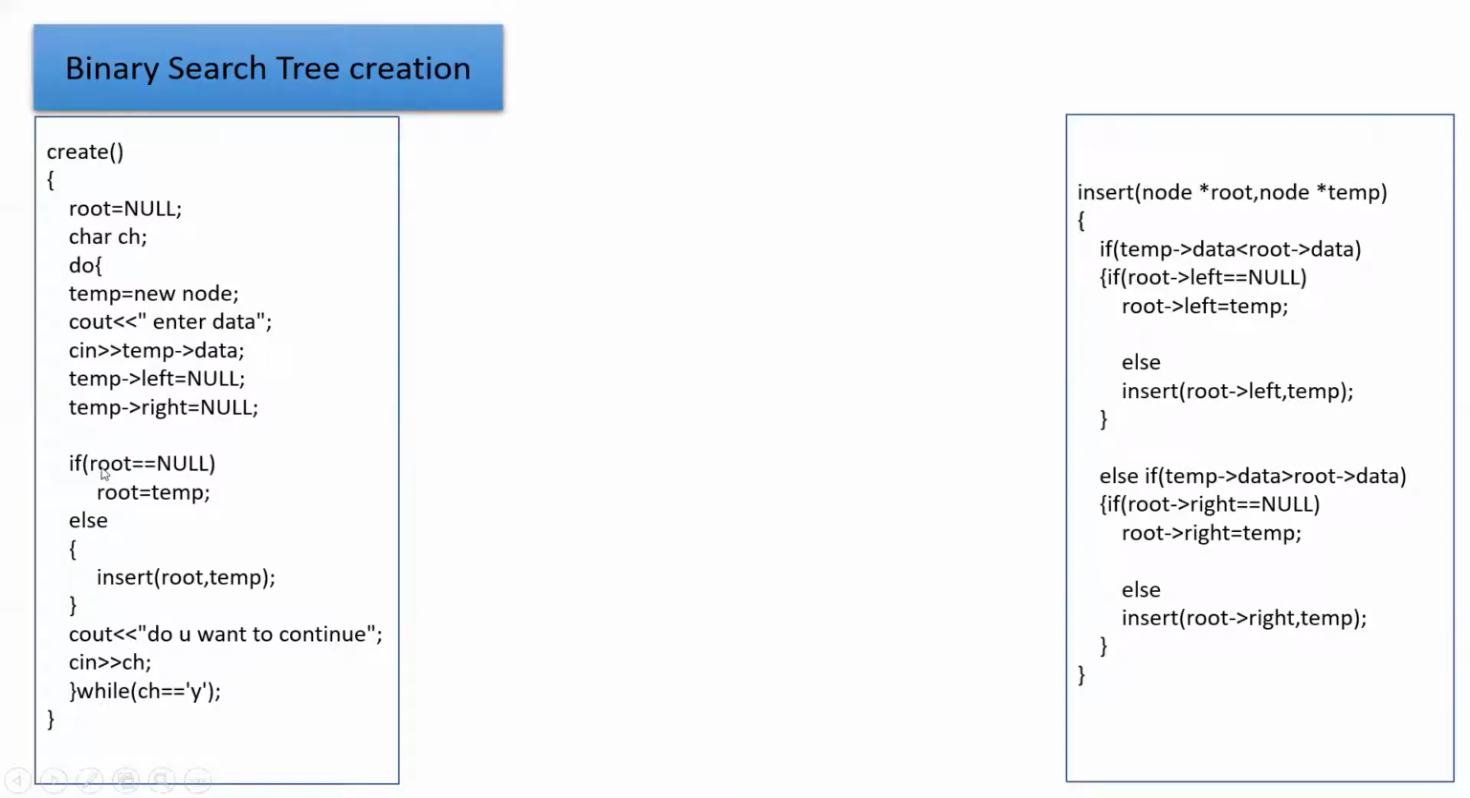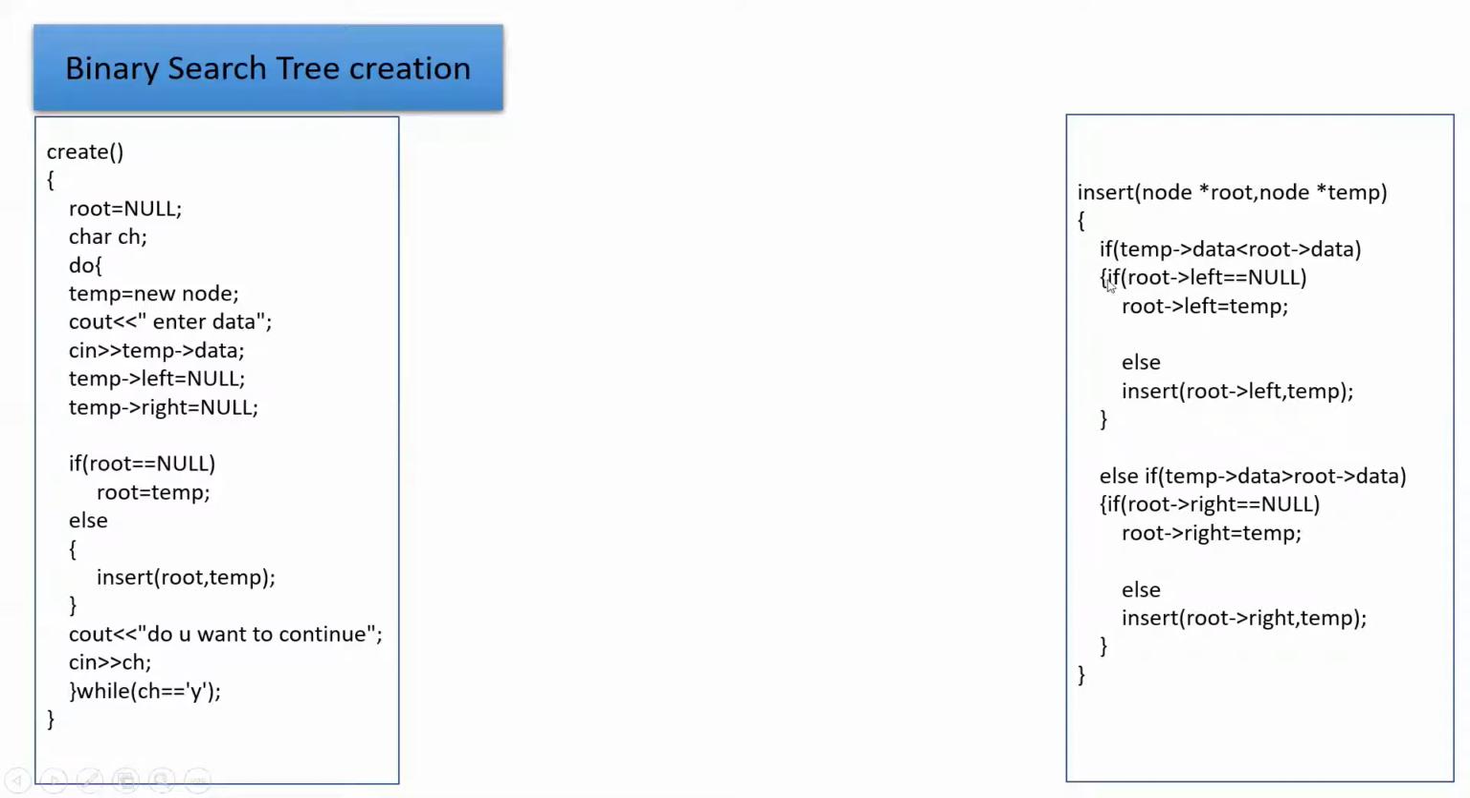Then we'll check the condition if root is equal to null, which indicates whether the tree is empty or not. If the tree is empty, we assign root is equal to temp. That means the new node will be attached as the root node in the tree. Else, that means if the tree is already created and we want to do a new insertion, we give a call here to the insert function by passing the 2 parameters root and temp.